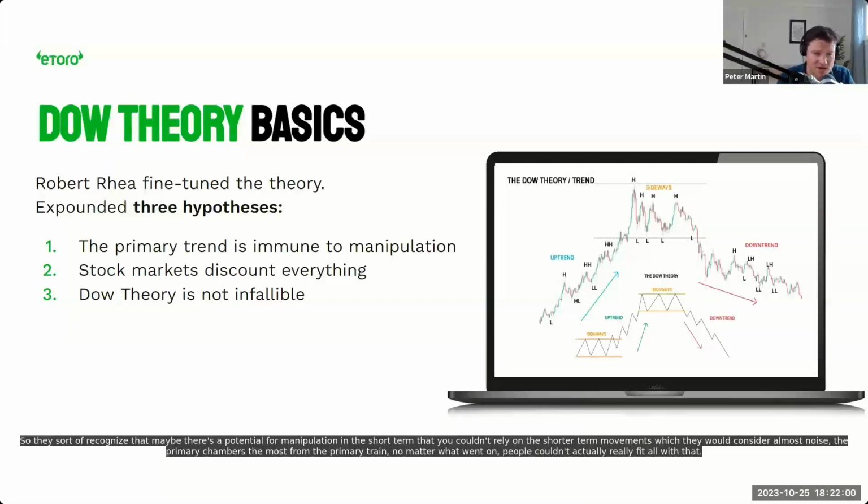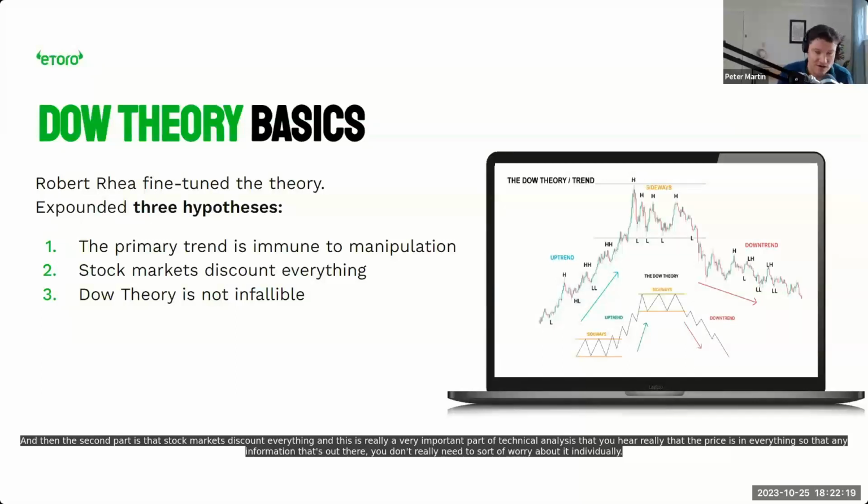So they recognized that there's potential for manipulation in the short term, that you couldn't rely on these shorter term movements, which they would consider almost noise. The primary trend, no matter what went on, people couldn't really fiddle with. And then the second part is that stock markets discount everything.